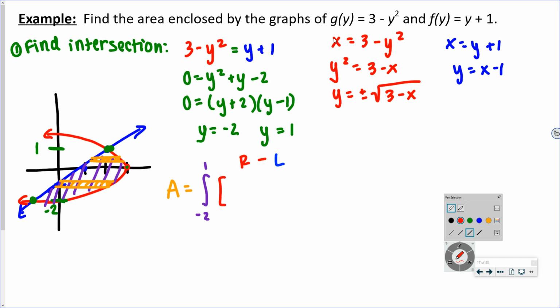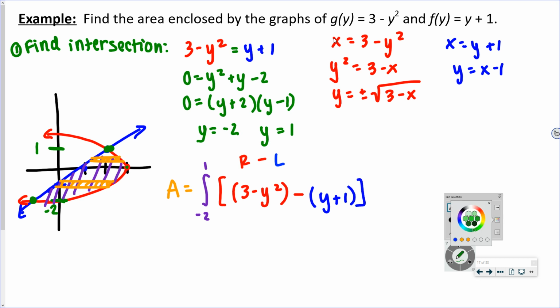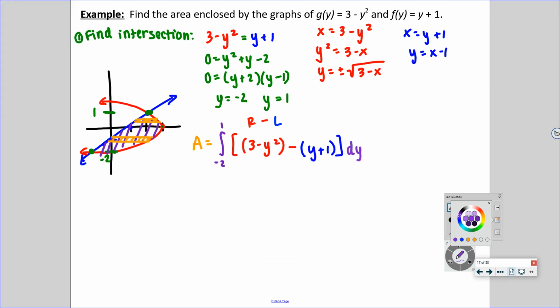Okay, so my right curve is the red one. In terms of y it is 3 minus y squared. Again, the only reason we did this was to help us graph it. Right minus left in terms of y was y plus 1. And then we're going to go ahead and multiply in dy. Okay, that'd be how you'd set up that area. Then from there, it's just a little algebra, a little bit of calculus.